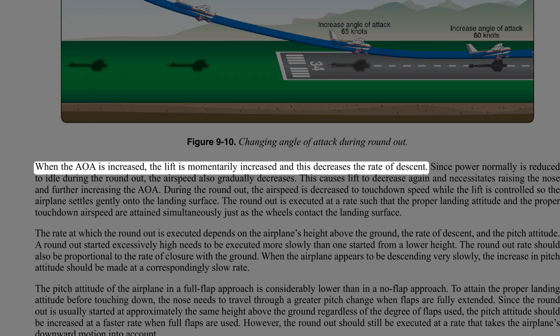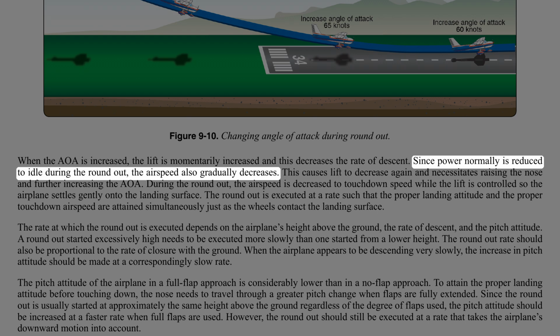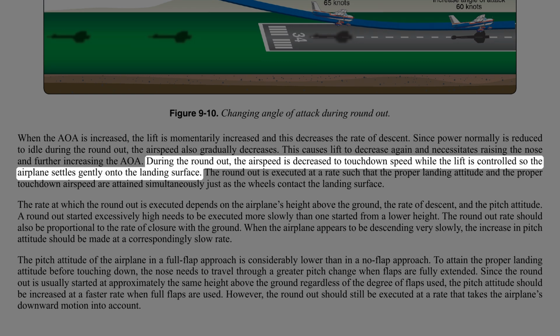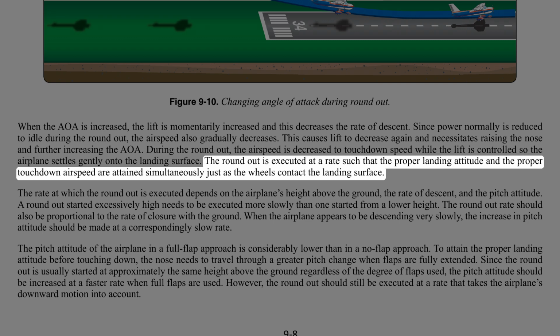When the AOA is increased, the lift is momentarily increased and this decreases the rate of descent. Since power normally is reduced to idle during the round out, the airspeed also gradually decreases. This causes lift to decrease again and necessitates raising the nose and further increasing the AOA. During the round out, the airspeed is decreased to touchdown speed while the lift is controlled so the airplane settles gently onto the landing surface. The round out is executed at a rate such that the proper landing attitude and the proper touchdown airspeed are attained simultaneously just as the wheels contact the landing surface.